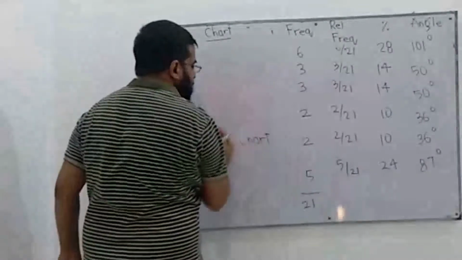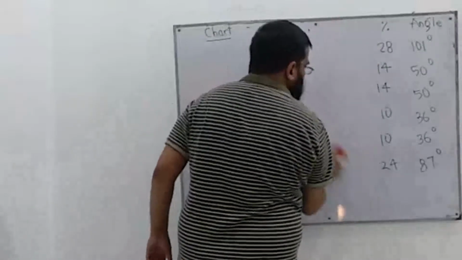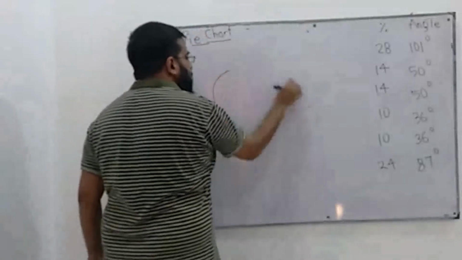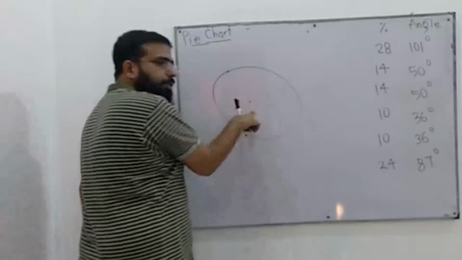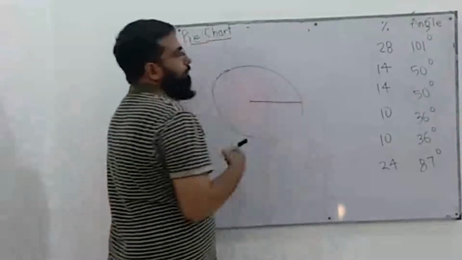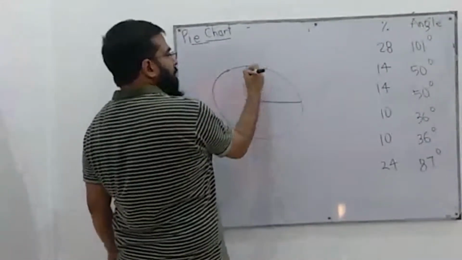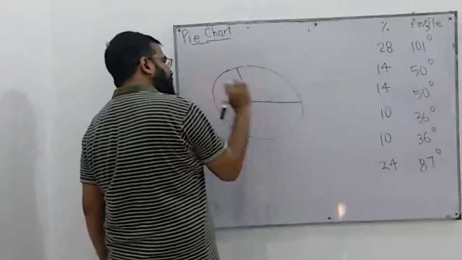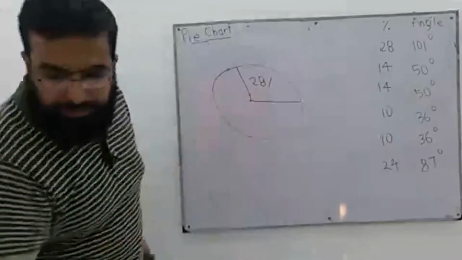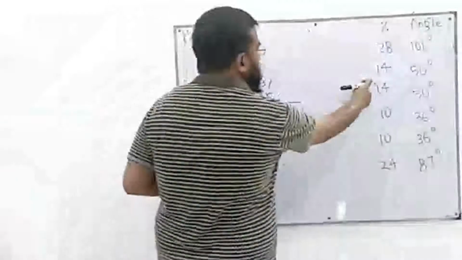For that, we need two columns, the percentage column and the angle column. So for the pie chart, we have to draw a circle. We can start from 0 degrees or from 90 degrees or any way we want. So let's start from 0 degrees. First we have 101 degrees. This is 90, so this is 100. So 101 would be somewhere here. And it is 28%, and it refers to the color brown.